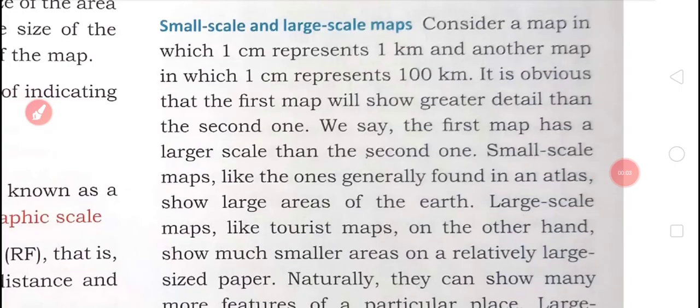Good morning children. Today we are going to study about the small scale and the large scale.